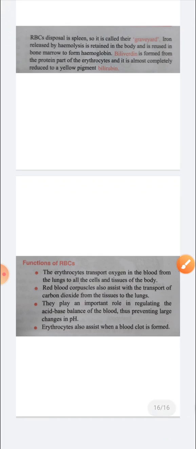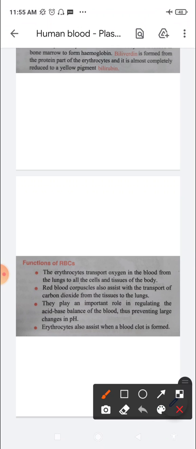Let's talk about once again the complete function of RBCs. Exchange of gas, transport of oxygen in the blood from lungs to all the cells of the tissues. They assist with the transport of carbon dioxide from the tissues to the lungs. They play an important role in regulating the acid-base balance of the blood, and so prevent large changes in pH. They also assist when a blood clot is formed. So that's about the functions of the RBCs.